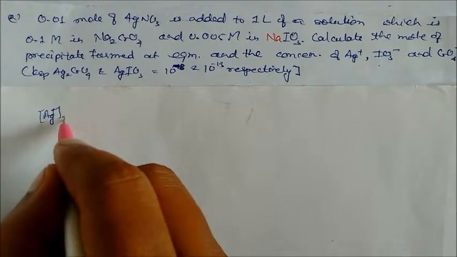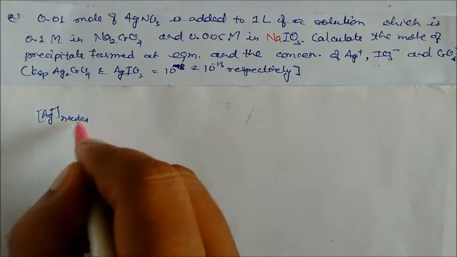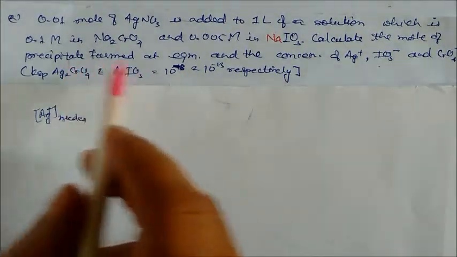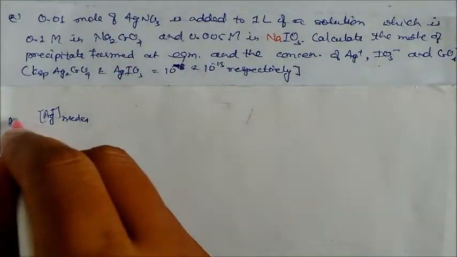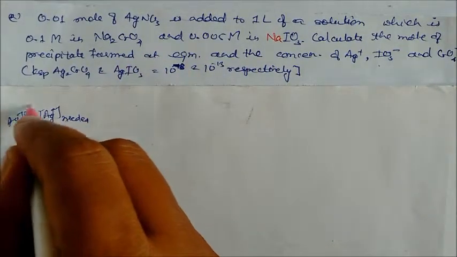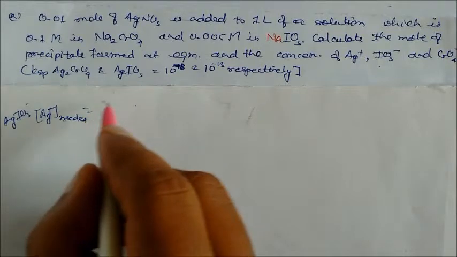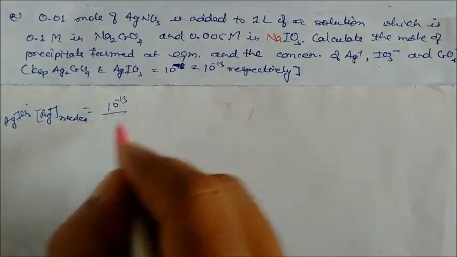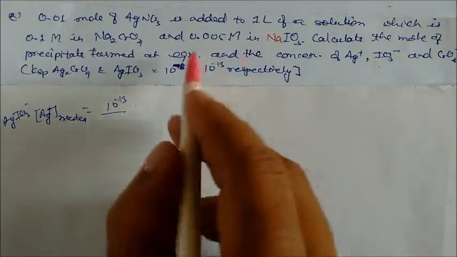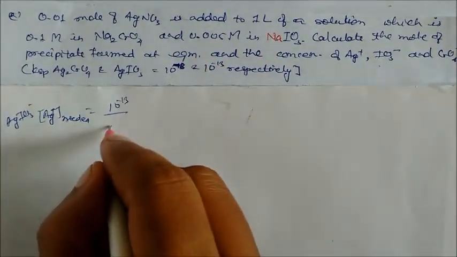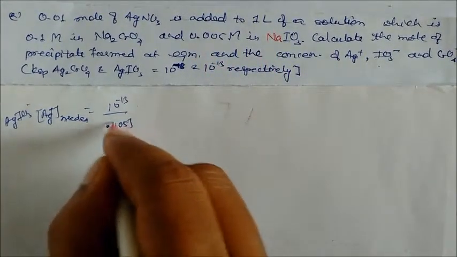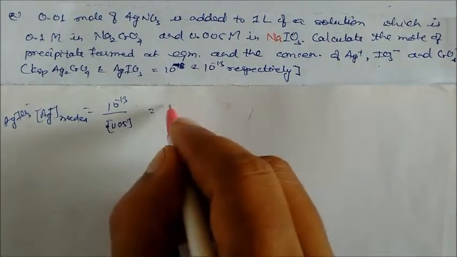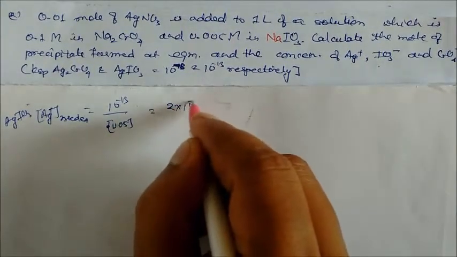First we will find for silver iodate, AgIO3. The Ksp value is given here, 10 to the power minus 13, divided by the iodate concentration, given here as 0.005 molarity. On solving we will get 2 into 10 to the power minus 11.